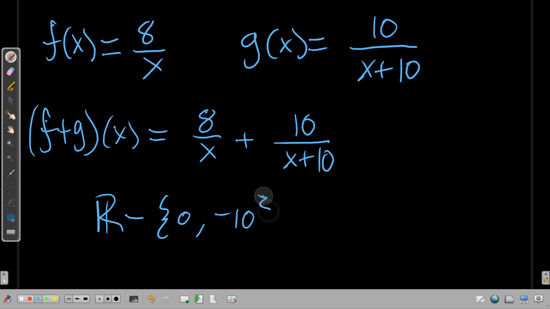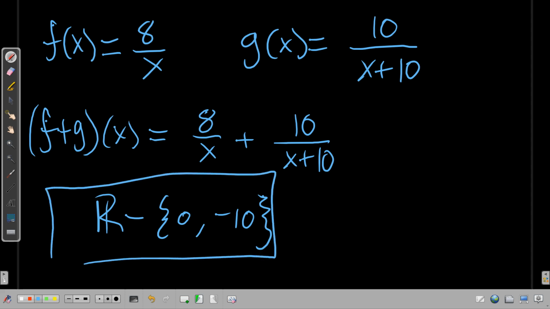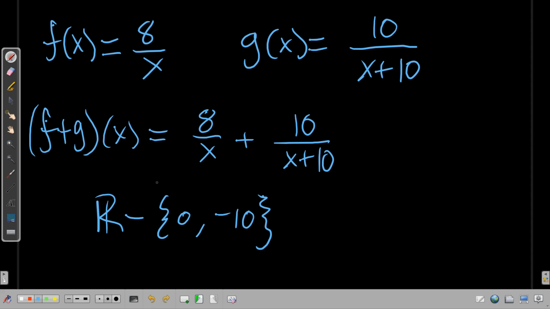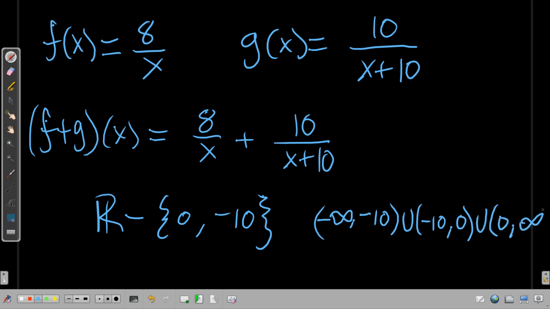And if you were on a test that was handwritten, this is perfectly acceptable writing. On the homework, they're going to want from you an interval. It says use interval notation, so it would have to be from minus infinity up to minus 10, union, minus 10 to 0, union, 0 to infinity. And that's your domain.